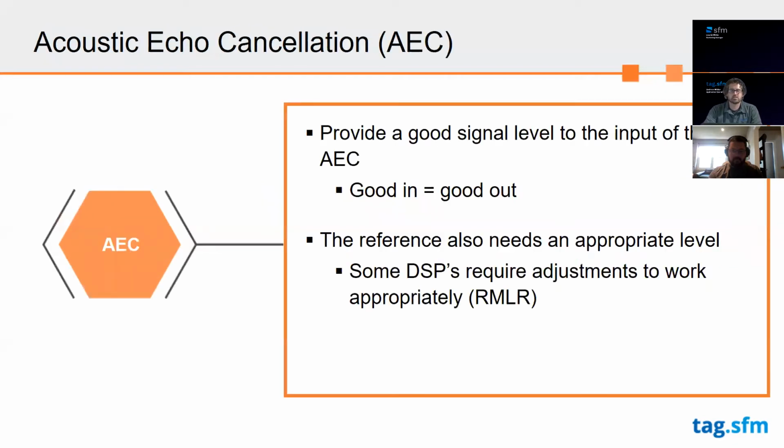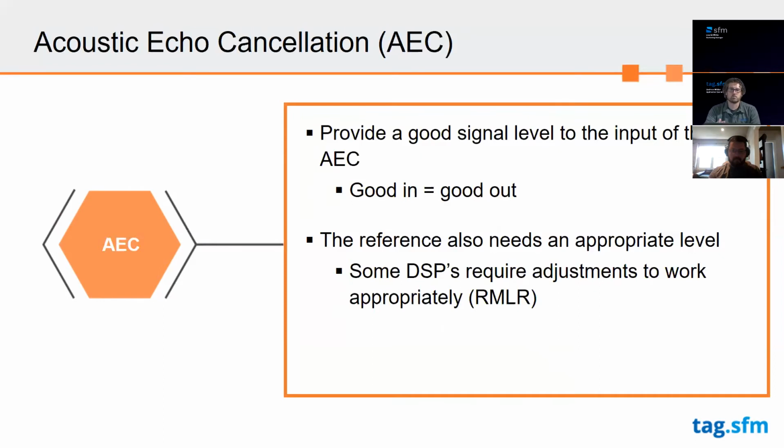So we're going to jump right in and start by looking at acoustic echo cancellation. If you provide a good signal level at the AEC, good in equals good out, right? But the reference also needs to have an appropriate level. In some DSPs, you must adjust that reference level to make sure it's the correct level to work. If you don't, then it doesn't work well, right? Things start to go awkward and you get some echo through, or it starts cutting itself out if the reference isn't right, and therefore your gain starts dropping or adjusting because you don't have the right setup on your AEC.